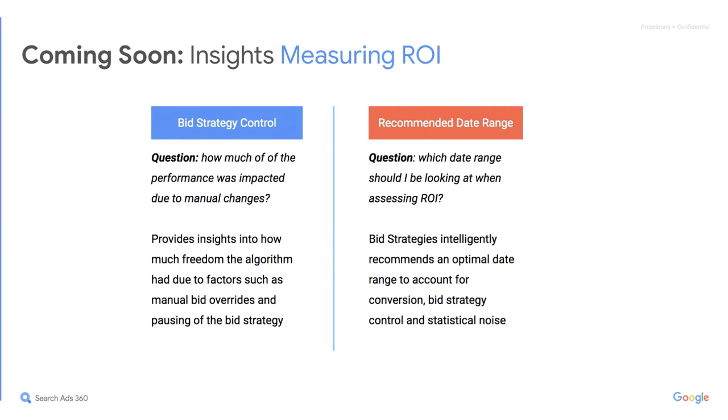The other metric that we're launching soon is the recommended date range. If you're looking at a date range and you're not sure whether it's the right time period, the new bid strategy metric will intelligently recommend an optimal date range which excludes the statistical noise, and this will help you analyze results better.